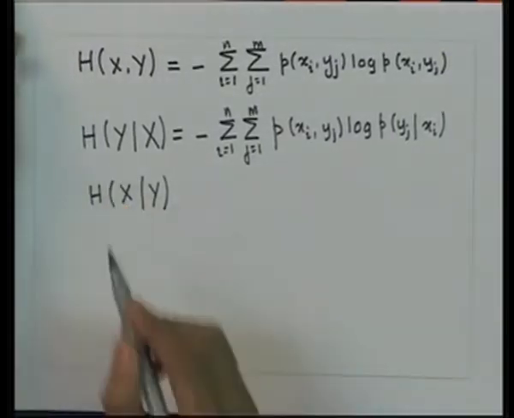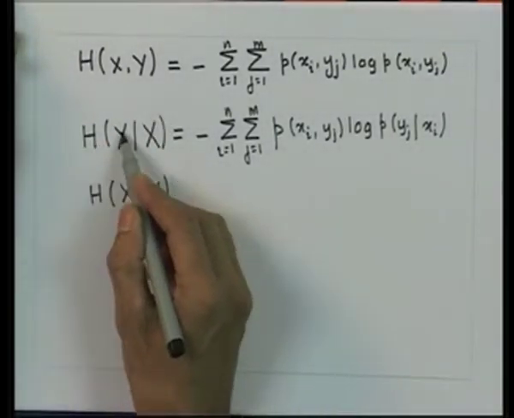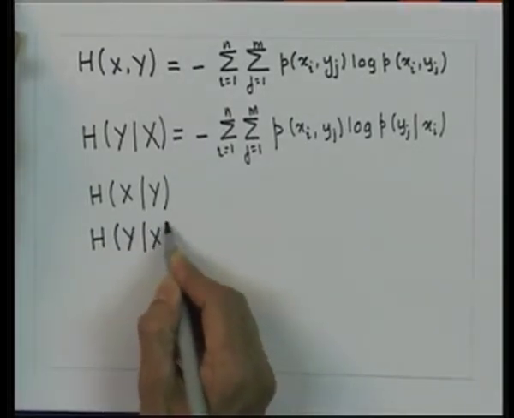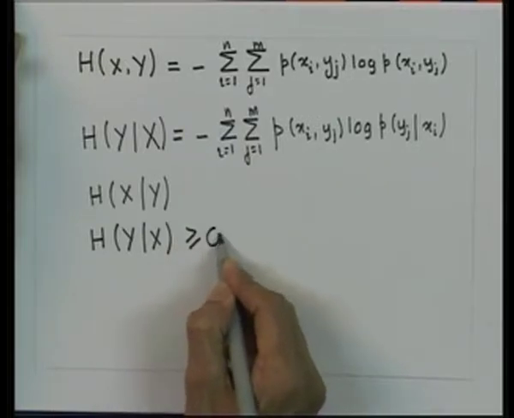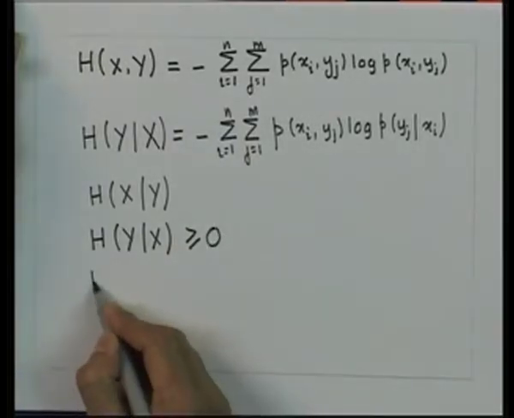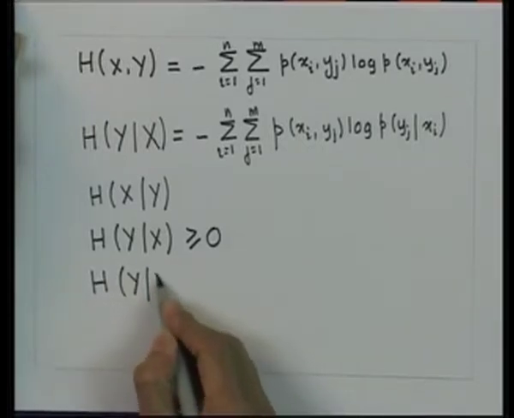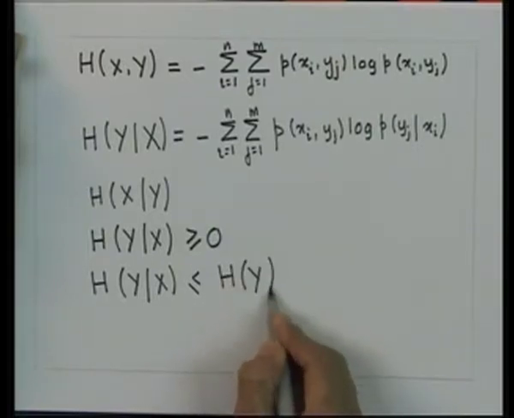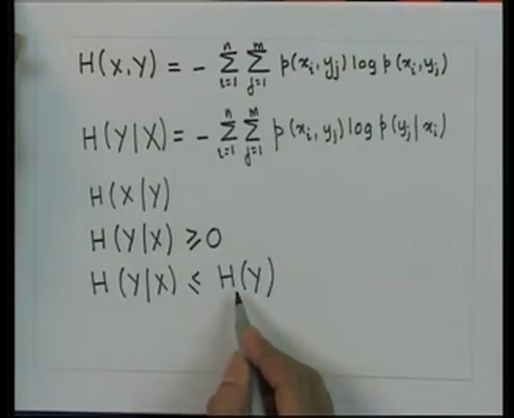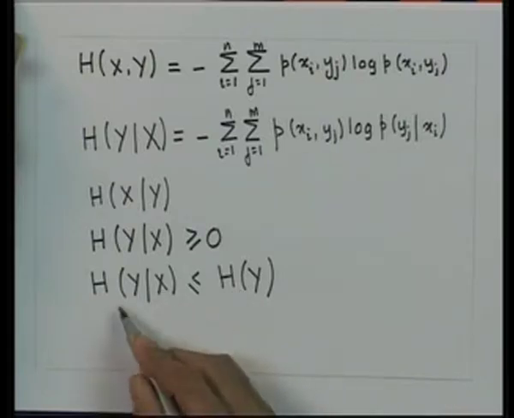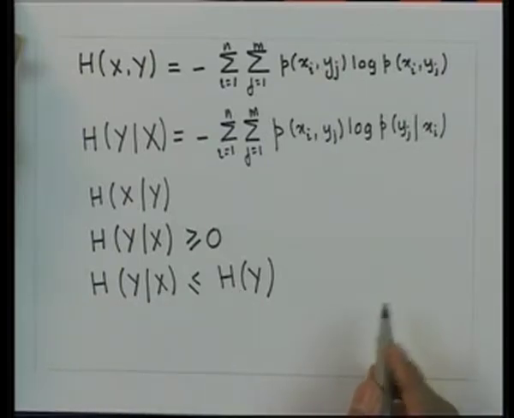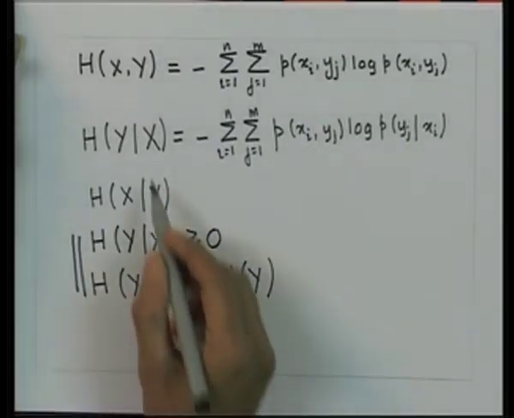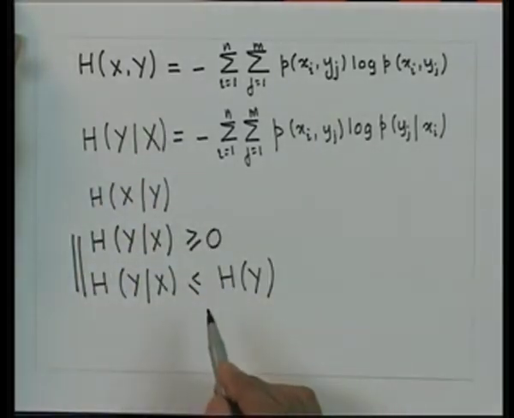Let us look into the properties of h of y given x a little more in depth before we proceed ahead. The two important properties of h of y given x are, one, h of y given x is always greater than or equal to 0, and the other, h of y given x is always less than or equal to h of y, with equality if and only if x and y are statistically independent.